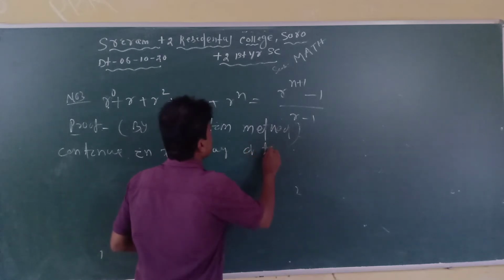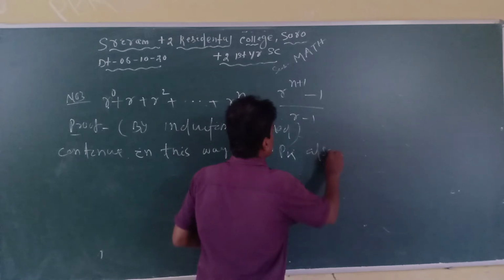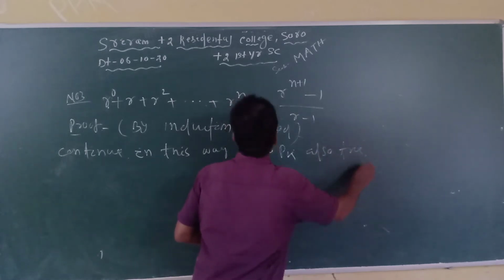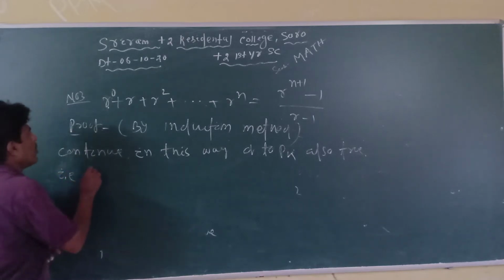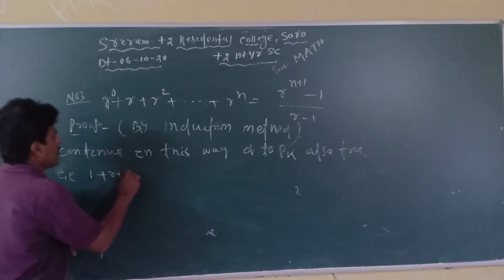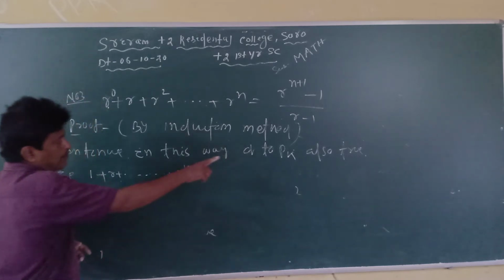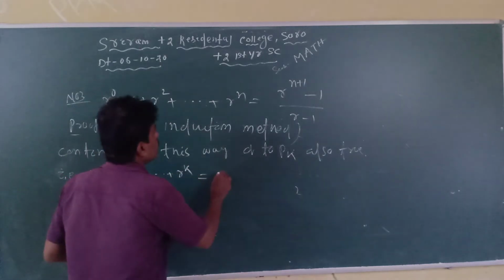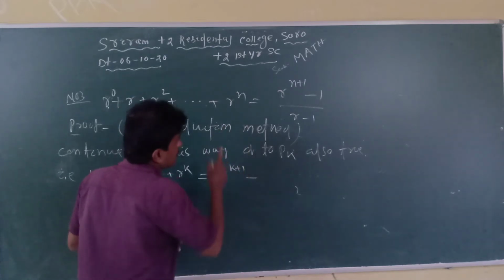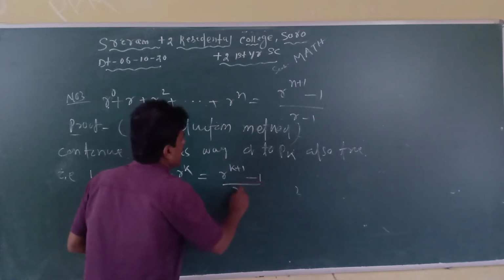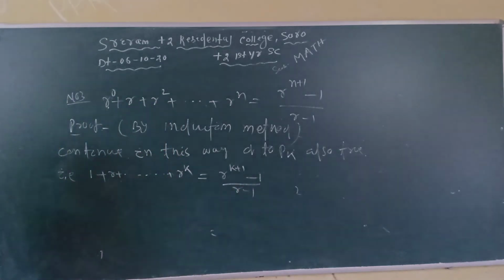up to Pk, also true. That is 1 plus r plus dot dot dot r to the power k. Pk means this sum is equal to r to the power k plus 1 minus 1 by r minus 1; true means it obeys this formula. That is step 3. That is your step 3.